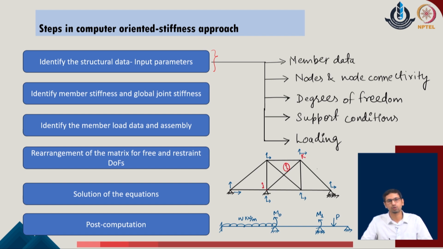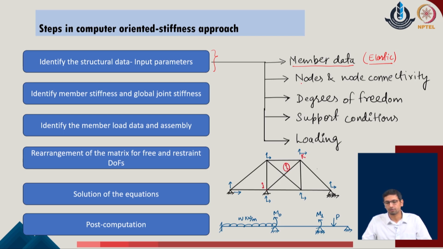Now, when it comes to the input parameters, what is initially required to be known is the member data. One must know how many members there are, and corresponding to each of the members, what their lengths are and what the elastic properties of the given system are. So, the cross section of the given members, the second moment of area or any other values associated with the members should be provided as an input parameter to the system.